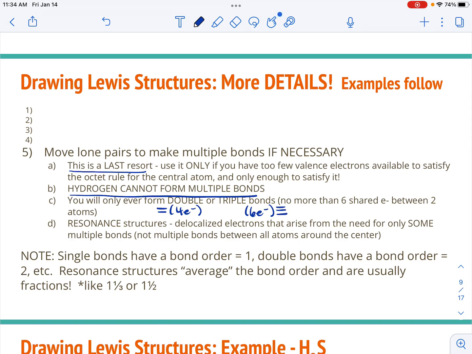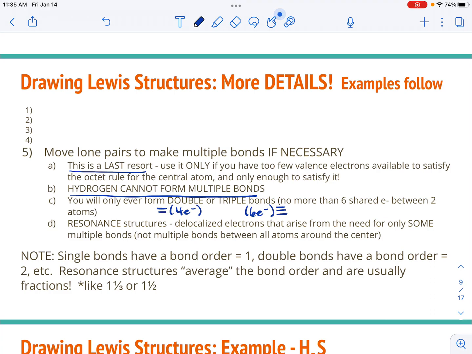And then finally, sometimes you don't need to put a double bond or a triple bond in every space available. So we end up with something called resonance structures. And this may be new for you, so really read carefully the section in the book about resonance structures. But recognize that in resonance structures, a multiple bond really does not exist only between those two atoms. It's really electrons that are what we call delocalized around the center atom. They're not really stuck between the central atom and one, or the central atom and another terminal atom.